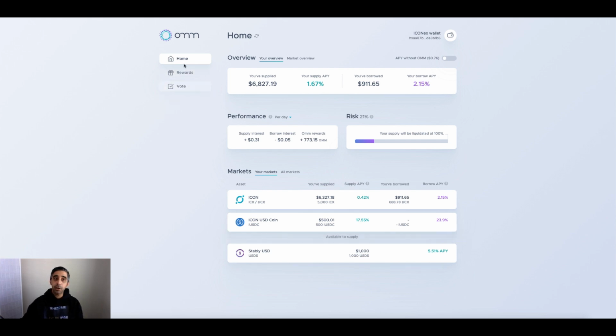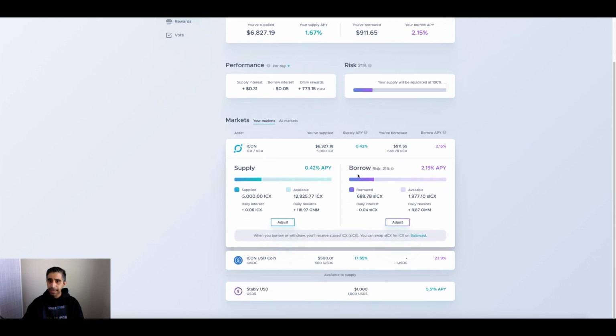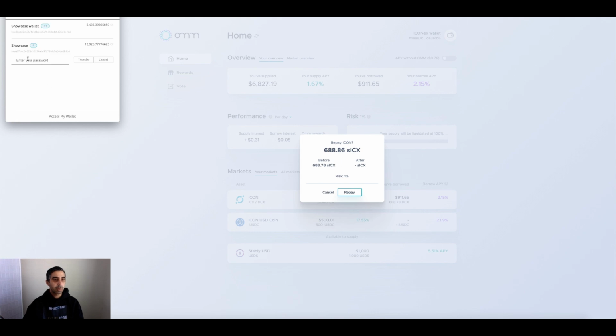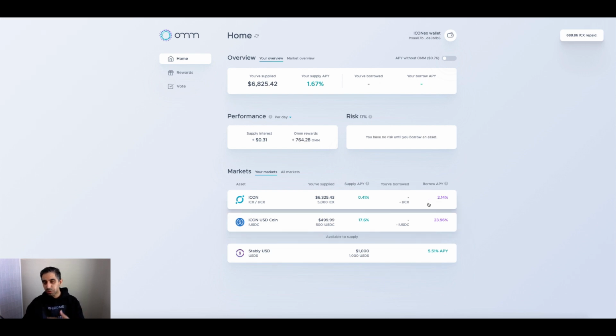Everything's been covered. The only other step that I have not covered is if you wanted to remove your assets, all you literally have to do is adjust it down. So in this example, I'll quickly go through. We'll pay back all the debt. So what I'm doing is, remember, I borrowed ICX. Now I want to remove the ICX I've supplied completely, but to do that, I want to pay back my debt before I do it.